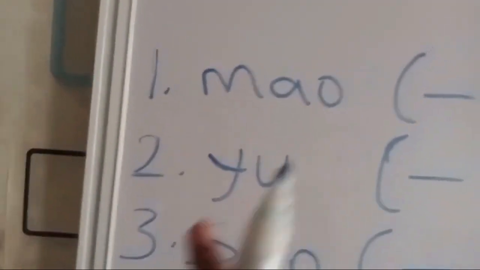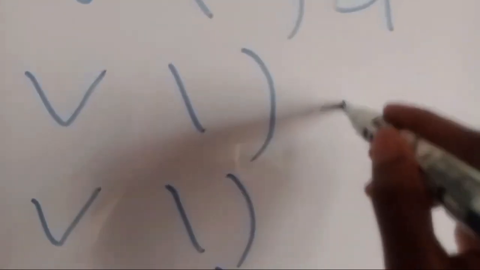Yes, so you put the first tone on the A, pronounce it, put the second tone on the A, pronounce it, put the third tone on the A, pronounce it, put the fourth tone on the A, pronounce it. You now come to U. So you put the first tone on U, it should be on the U. First tone, second tone, third tone, fourth tone on the U.